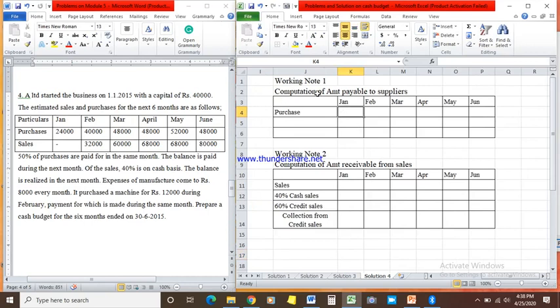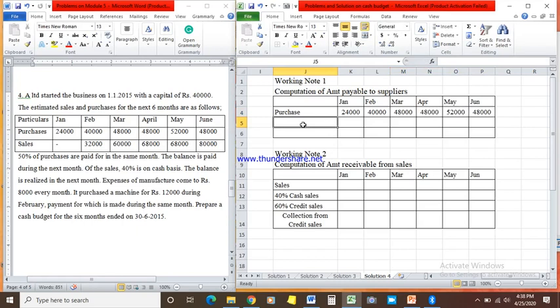So at the top I mentioned is a computation of amount payable to suppliers, January to June. This happens to be my budgeted period also, and the firm has just started a business. So let me put up the purchase details: 24,000, then we have 40,000, 48,000, then again 48,000, 52,000, 48,000.